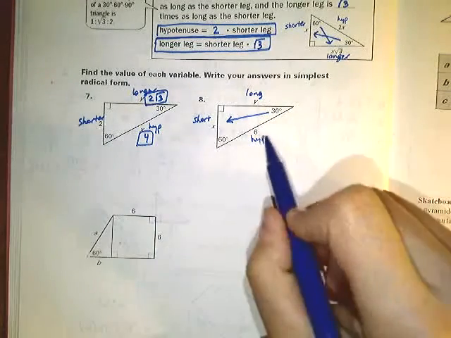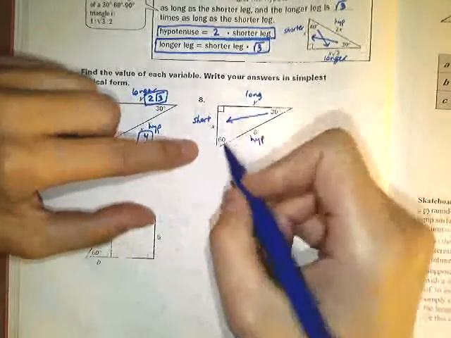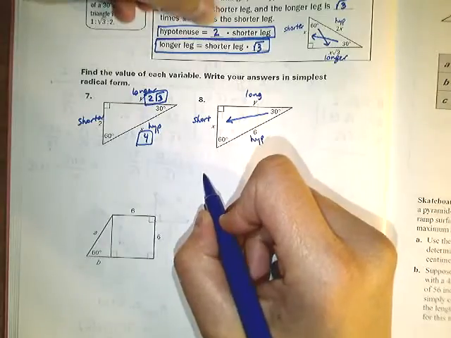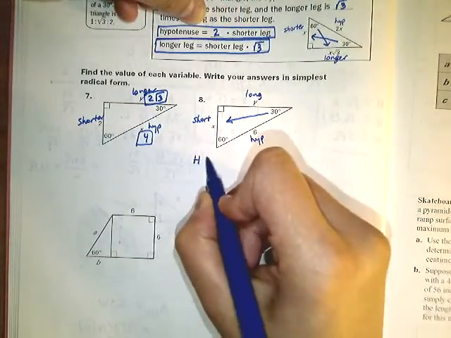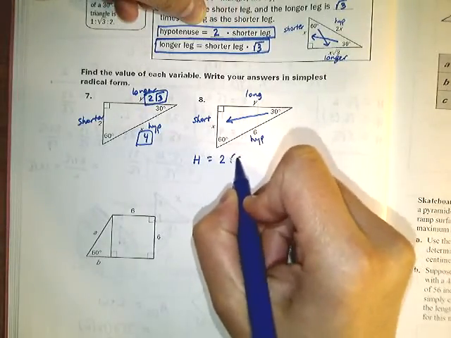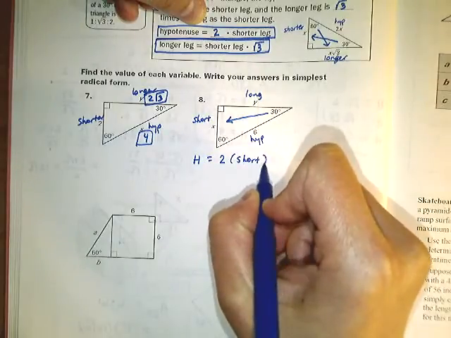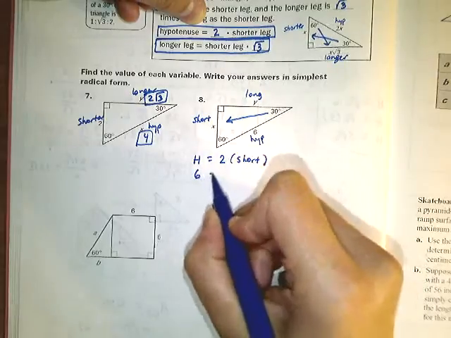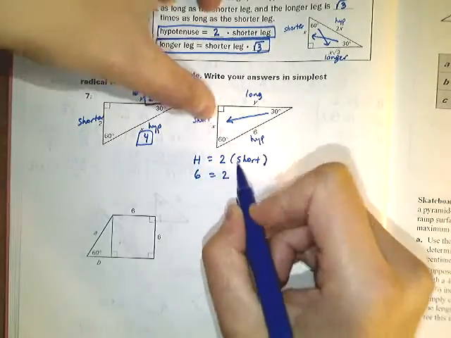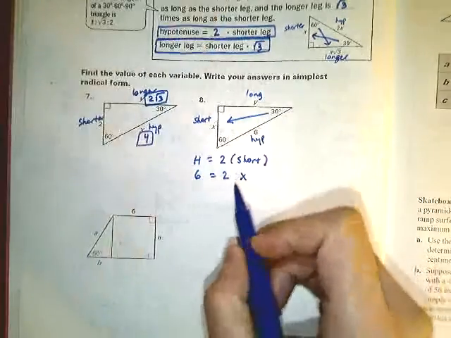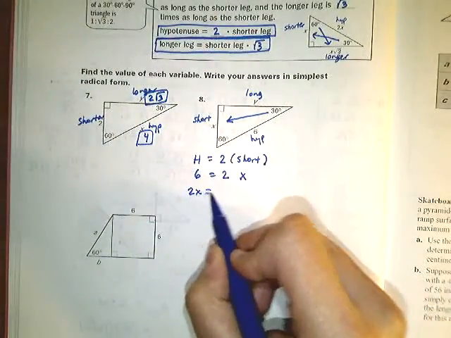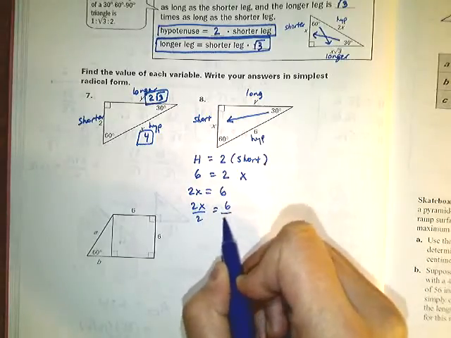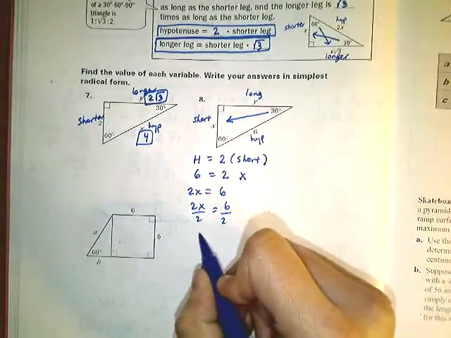So, all right, let's try to find x first. X would be my short leg, and according to this first formula, the hypotenuse equals 2 times the shorter leg, right? So if my hypotenuse is 6, and we're trying to find the shorter leg, which is marked as x, then if I solve this equation, 2x equals 6, I can find x. Well, that's not so hard. I just divide both sides by 2, and x equals 3.